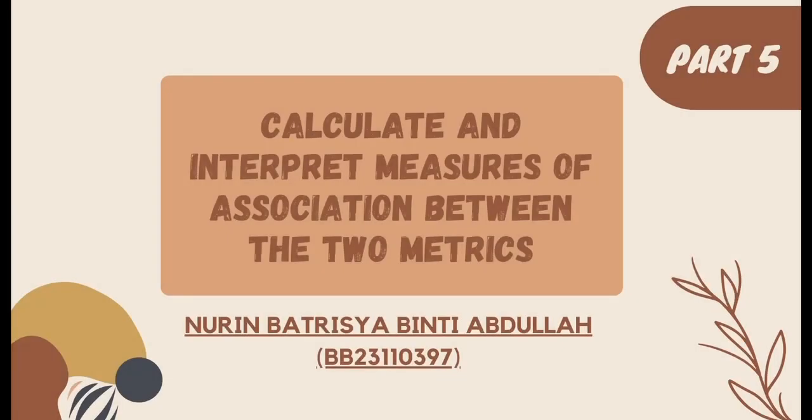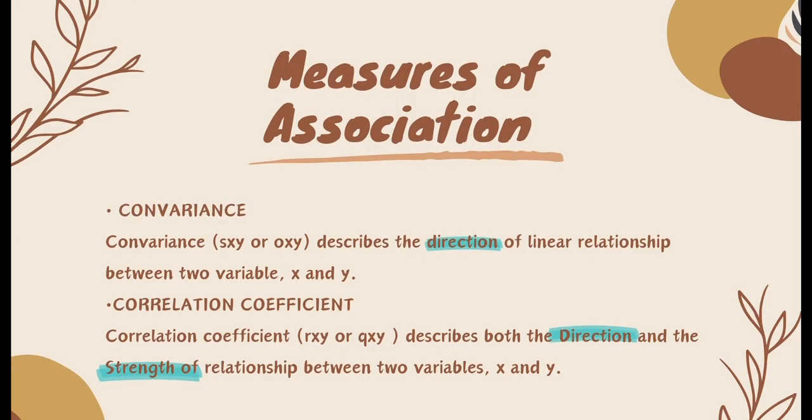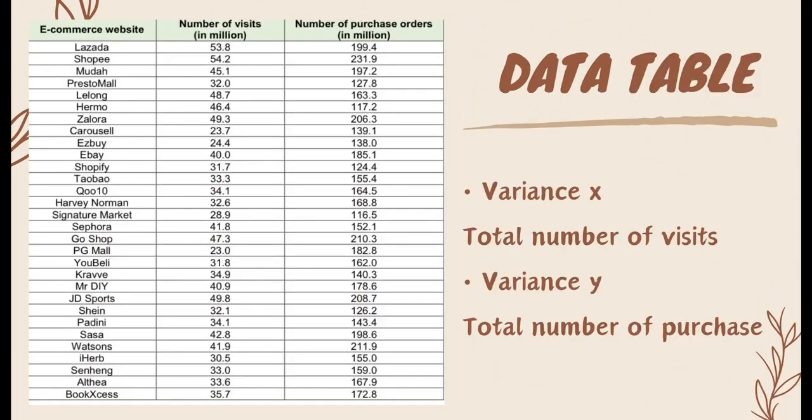So we'll talk about part 5, which is calculating and interpreting measures of association between the two metrics. There are two measures of association, that is covariance and correlation coefficient. Covariance describes the linear relationship between two variables x and y. Correlation coefficient describes both the direction and the strength of the relationship between two variables x and y. So, this is the data table.